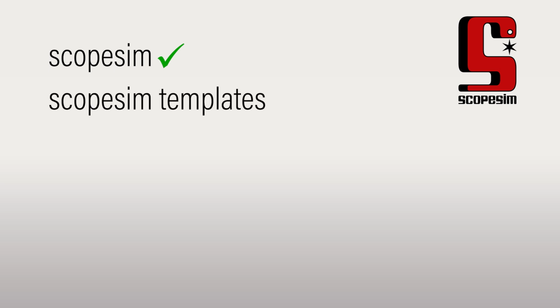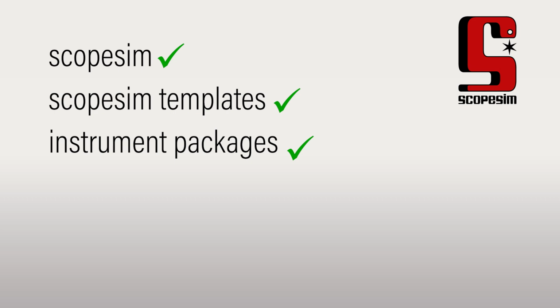At this point, we now have everything we need to run a simulation with ScopeSim. We have the ScopeSim engine itself, the template system for defining sources from templates, and we have downloaded the instrument and observatory packages that describe the site, telescope, and instrument.